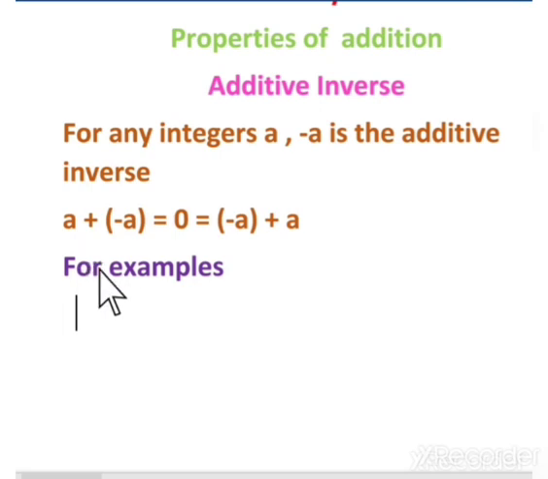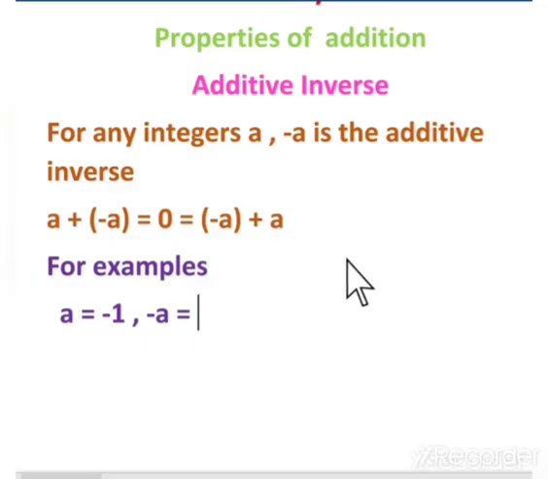For example, if the value of a is minus 1, then the value of minus a is the opposite of this number. The opposite of this number, since it is minus, will be plus 1. It has a positive sign. So the answer for minus of minus 1 is positive 1.